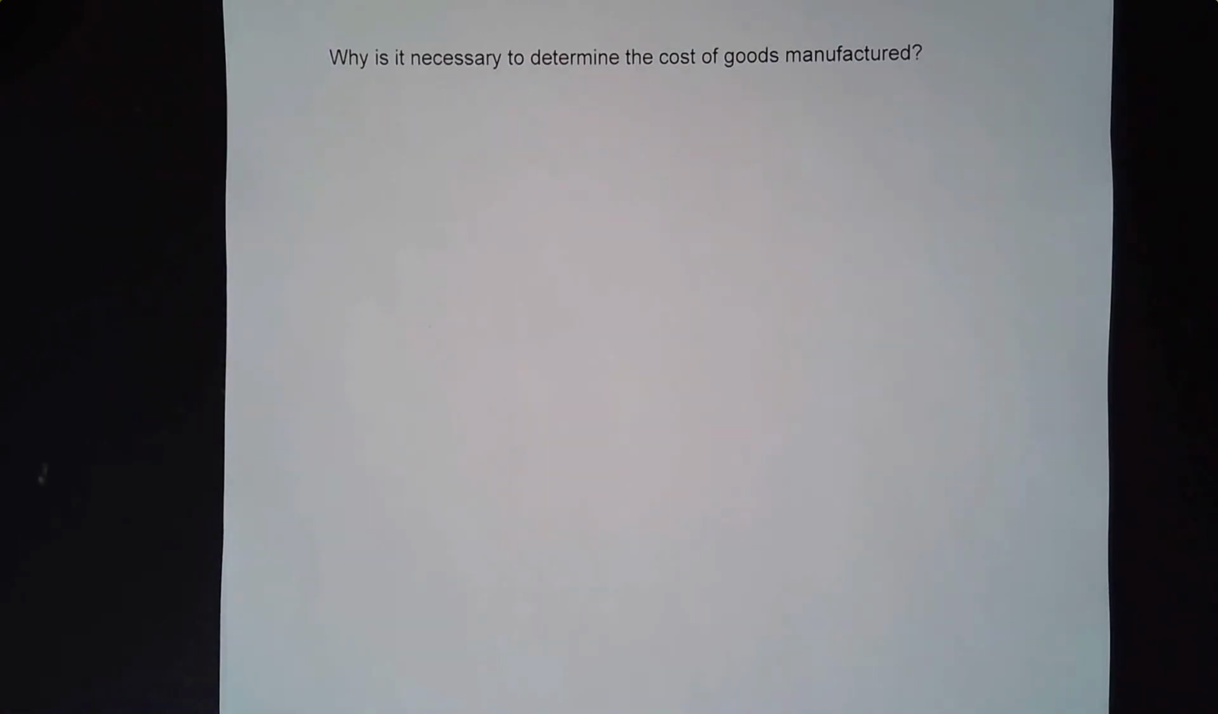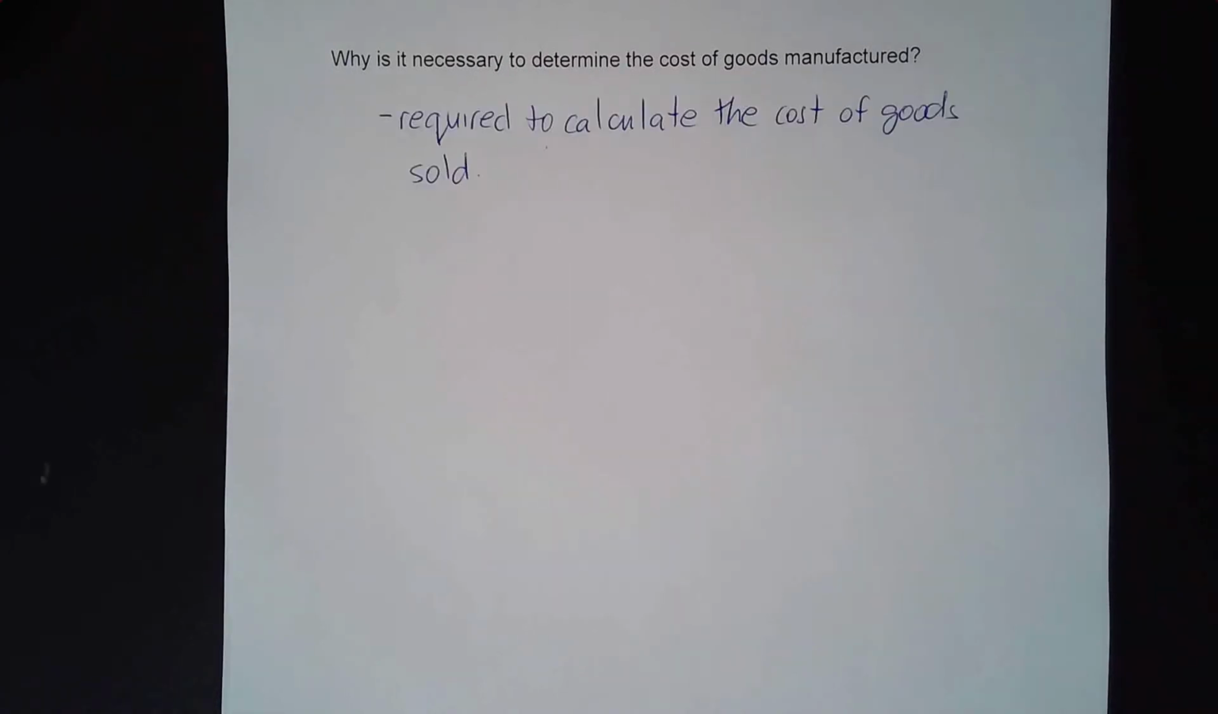Why is it necessary to determine the cost of goods manufactured? The total cost of all goods which are ready for sale is needed to calculate the cost of goods sold. The cost of goods sold is an expense account on the income statement, and without a calculation for the cost of goods manufactured, we can't figure out the finished goods inventory. And without the finished goods inventory, we can't determine the cost of goods sold.